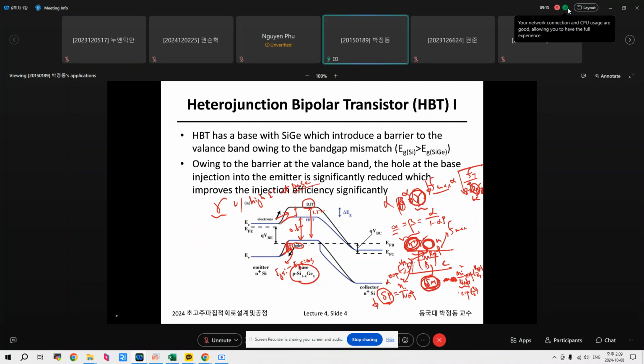If you provide a high ion implantation at the base, that means RB is drastically reduced. Since RB is drastically reduced, Fmax is dramatically improved. That's why you can achieve even higher Fmax than Ft. This is typical for silicon germanium HBT.